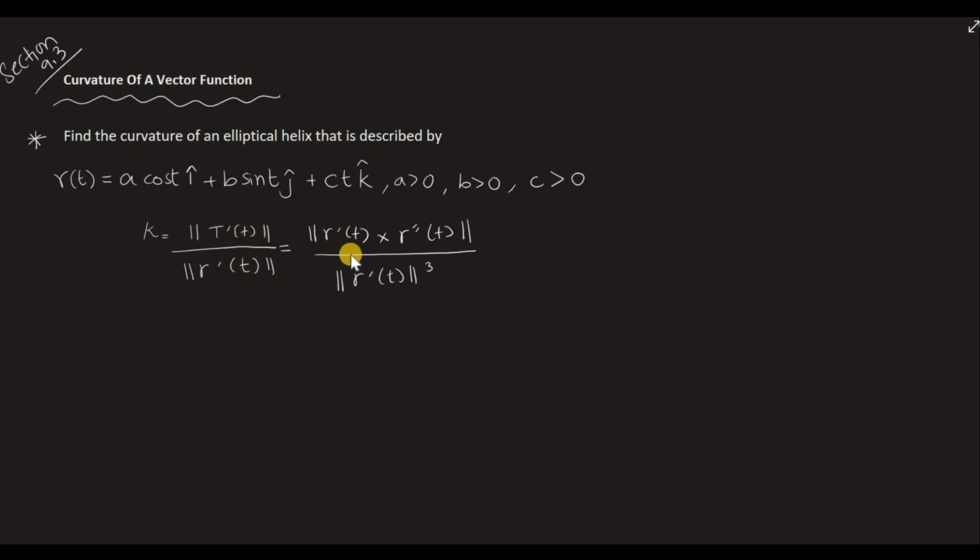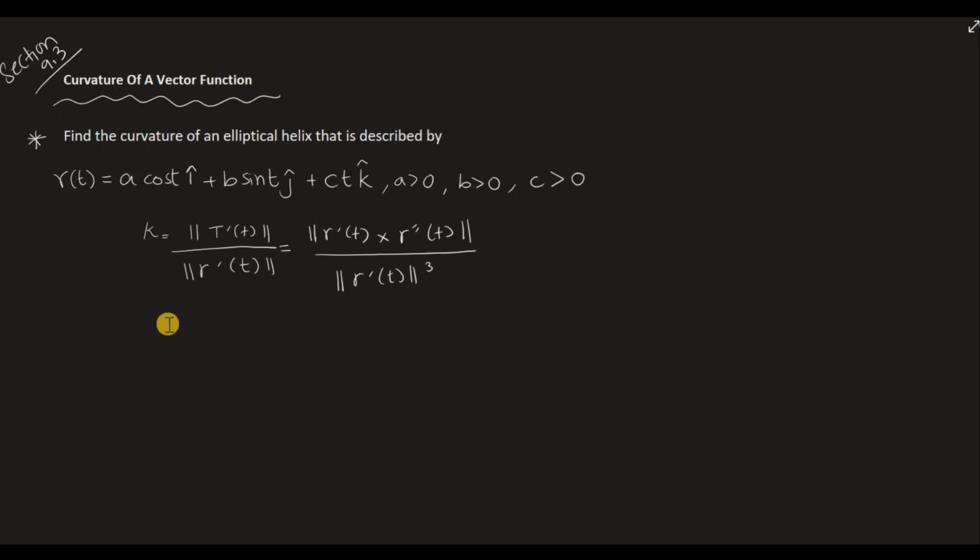Or another way to find it, when you're not given the unit tangent vector, is to find the first derivative of the vector function and then cross product it with the second derivative of this vector function, then take the magnitude of it, and finally divide this by the magnitude of the derivative of the vector function, cubed.